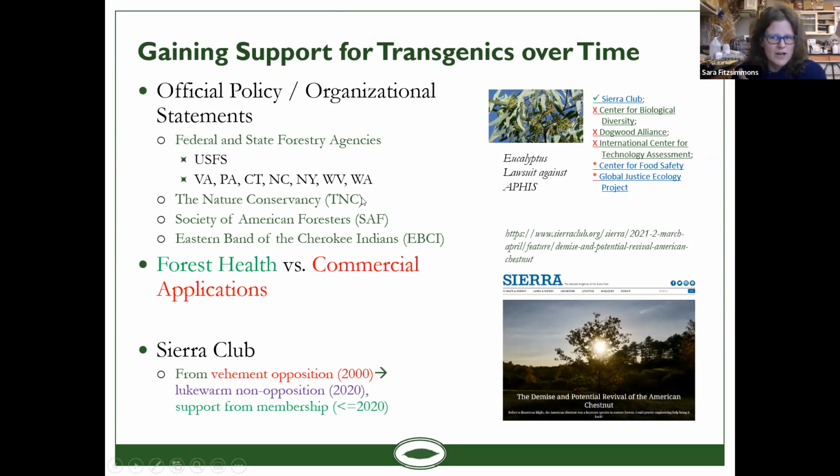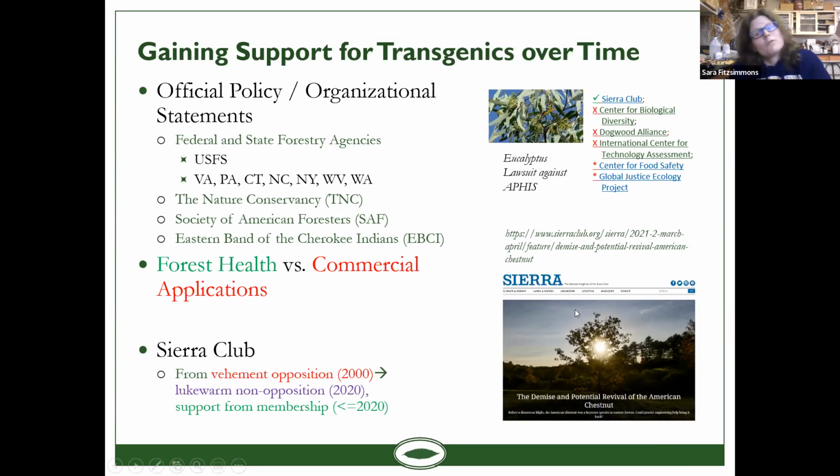The Nature Conservancy, Society of American Foresters, and Eastern Band of Cherokee Indians all gave public comments in support of deregulation, and that's fantastic. The Sierra Club is another great example of someone who went from vehement opposition to GMOs in 2000. They still have a specific statement against GMO technologies on their website. They had lukewarm non-opposition in 2020.